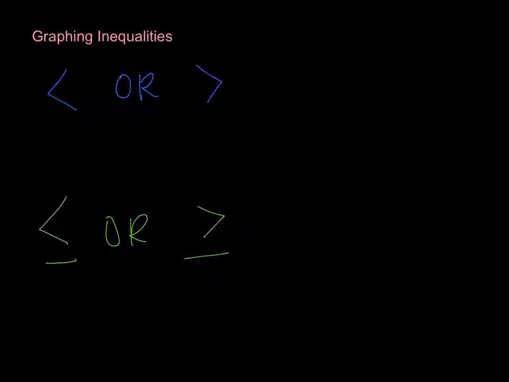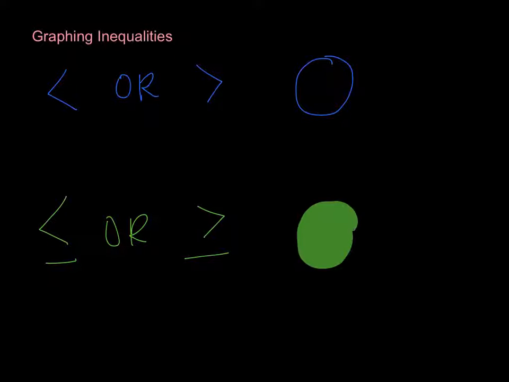So now that we know how to solve inequalities, now we need to know how to graph inequalities. We're going to graph them on a number line, but when we graph them on a number line, we either use an open circle or a closed circle. And it depends on the sign that we have. So if we have just a less than or a greater than sign, we use an open circle. And if we have a less than or equal to or greater than or equal to, we use a closed circle on our number line.